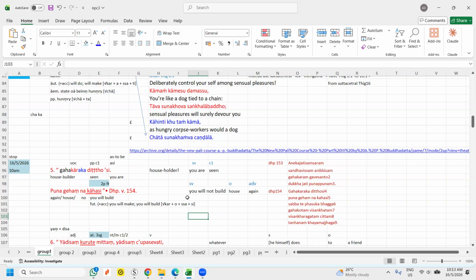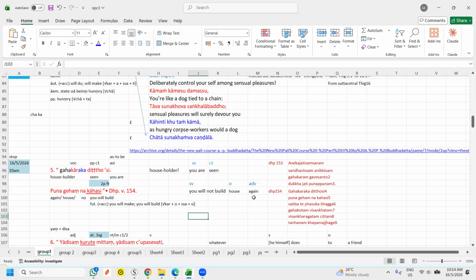Can you see here? Now, the subject, because tvam is not mentioned, so this is a subject and verb: you will not build. And then this one is the object, house. And then this is the adverb: you will not build house again.